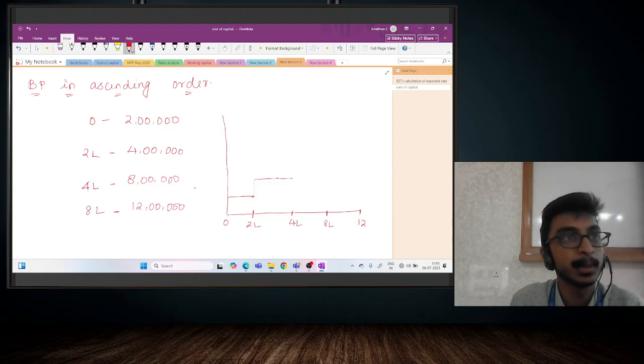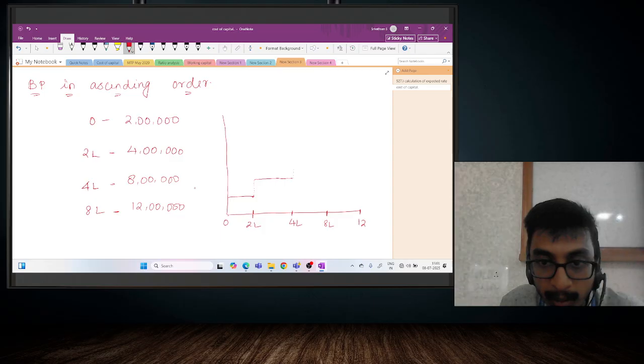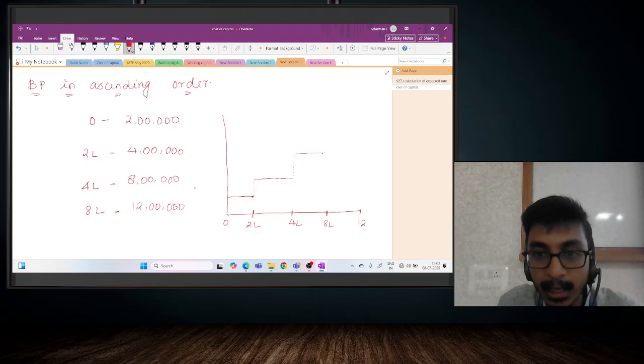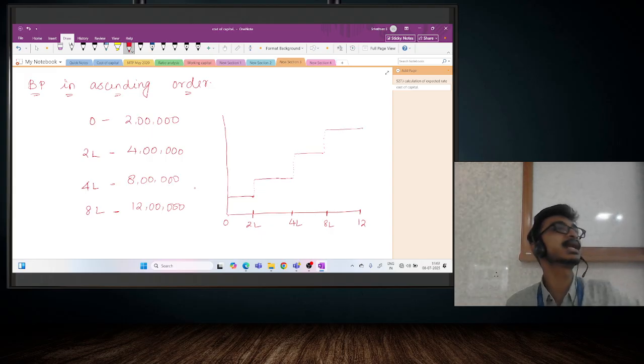Till 4 lakh it will remain constant. But if you are going beyond 4 lakh, it will increase, and again it will remain constant till 8 lakh. If you are going beyond 8 lakh, it will increase and it will remain constant till 12 lakh. So basically it looks like your step fixed cost. You know what a step fixed cost is, right? So it looks like your step fixed cost.